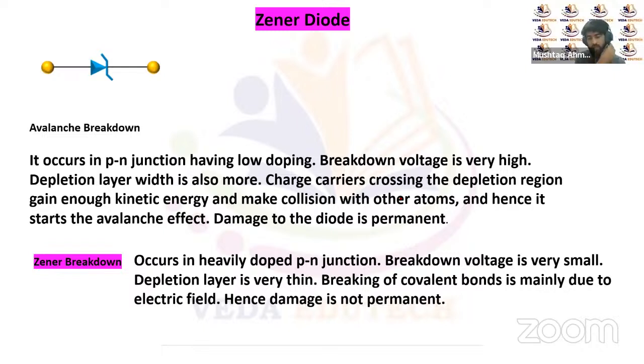But once the heavily doped p-n junction diode is formed, the depletion region becomes thin, or we can say the breakdown voltage is very small. So when we apply reverse biasing, the charge carriers increase, and once again there is breaking of the covalent bonds due to the electric field. Hence, the damage is not permanent because it's a very small breakdown voltage, and the breaking of the bonds is because of the electric field, not because of collisions. This type of breakdown we call Zener breakdown.